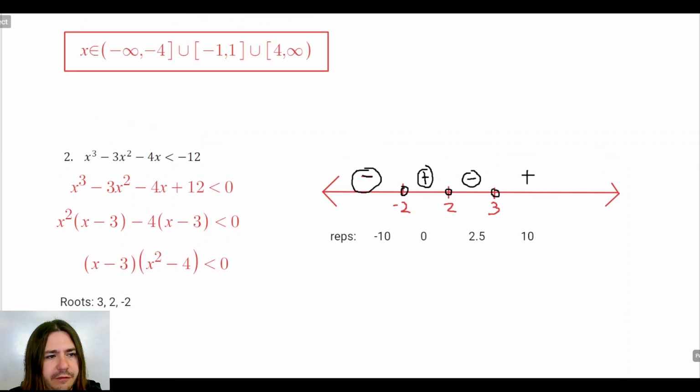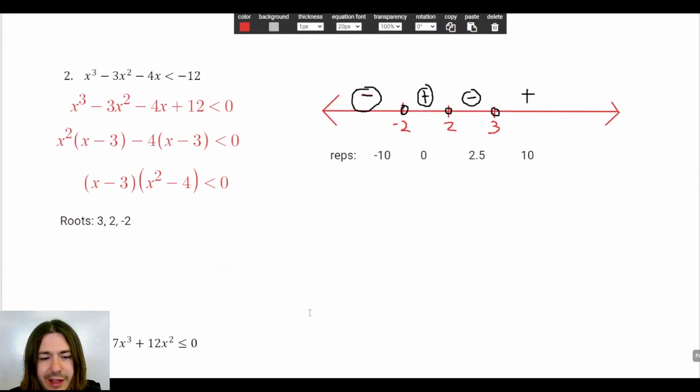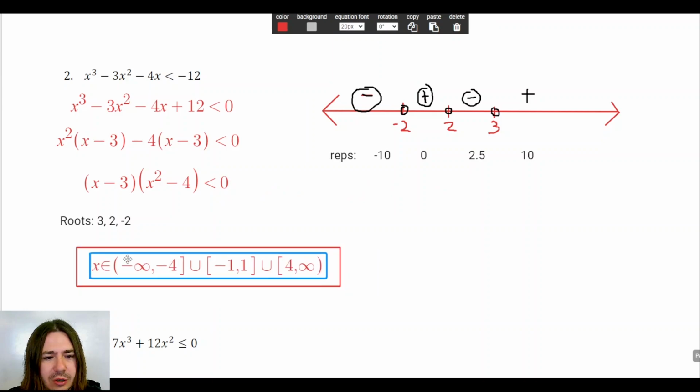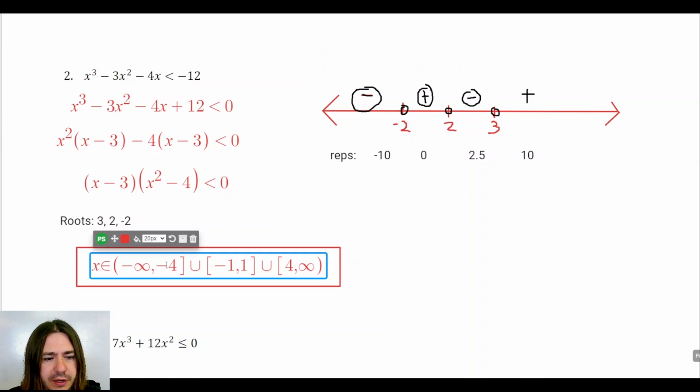And in fact, I'm going to copy and paste this, so I don't have to find that element symbol again. And so we're looking to see where it's negative, where it's less than 0. So it'll be between negative infinity and negative 2. And this time I'm going to have a parenthesis instead of a bracket because it is strictly less than. It is not less than or equal to.